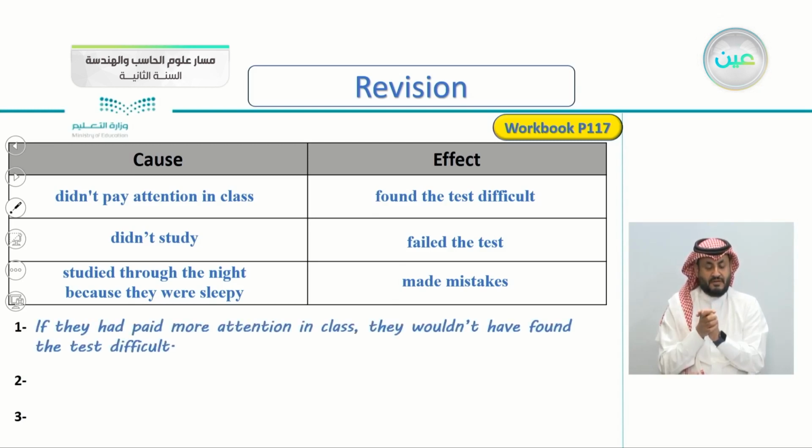For example, the first one: if they had paid more attention in class, they wouldn't have found the test difficult. This is hypothetical, of course. Did they pay attention in class? No, they didn't. So the effect here is they found the test difficult. This is the if clause, of course, and this is the result clause.